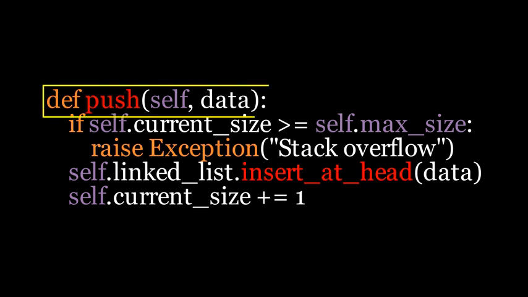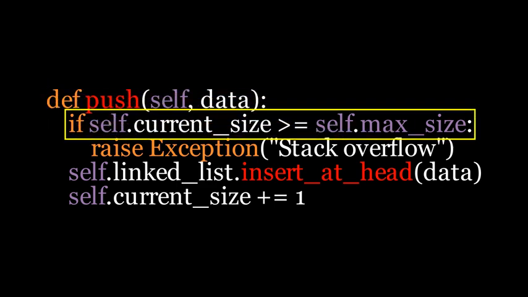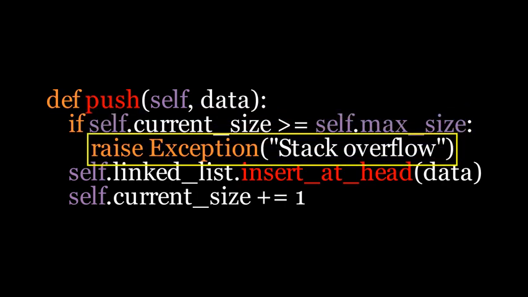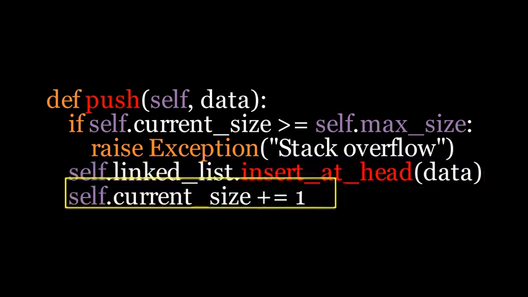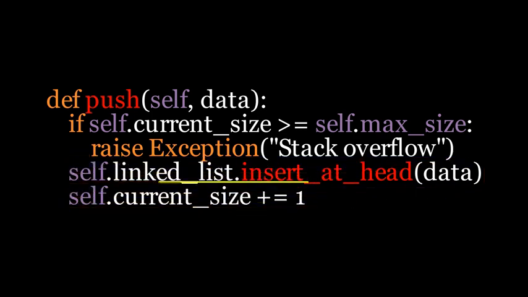First, we'll define the function and take the value to be pushed as the input parameter. Then, we'll check if the stack is full. If it is, we'll raise a stack overflow error. Otherwise, we'll insert the data at the head of the linked list and increment the current size by 1.